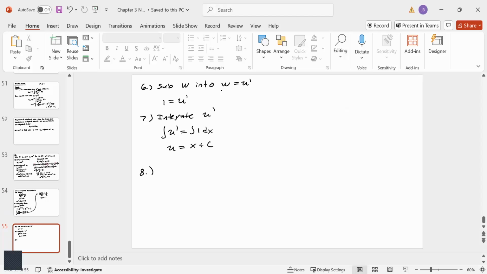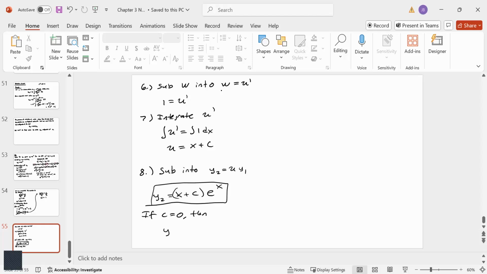And then step 8 is sub into y2 equals u times y1. So y2 is equal to x plus c times e to the x. And there's our answer, x plus c. But you can let c be whatever you want it to be, right? So if c equals 0, then y2 is equal to x e to the x. And that's how we get our solution to the differential equation.